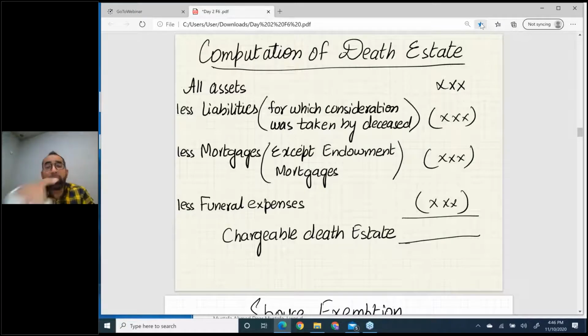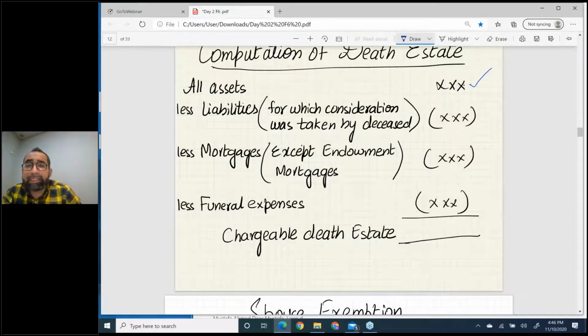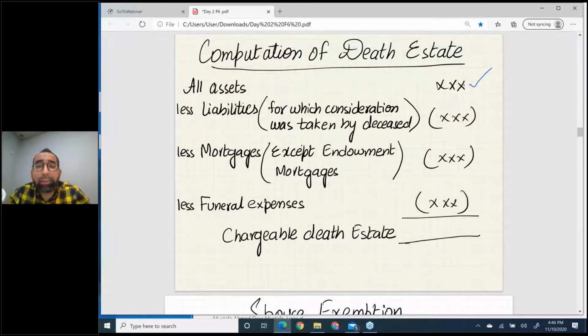Okay. So what we do, you just add all assets. All assets include individual savings accounts, gilts. There are some assets which are exempt for CGT, but they are not exempt for IHT. All assets, just add all assets.